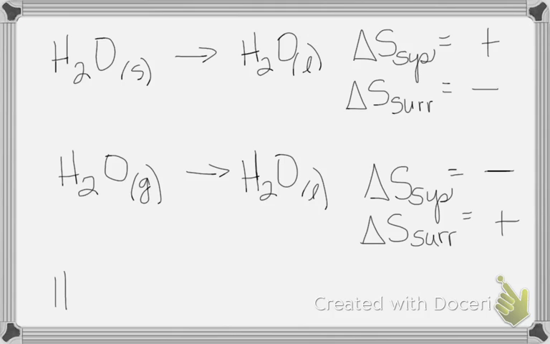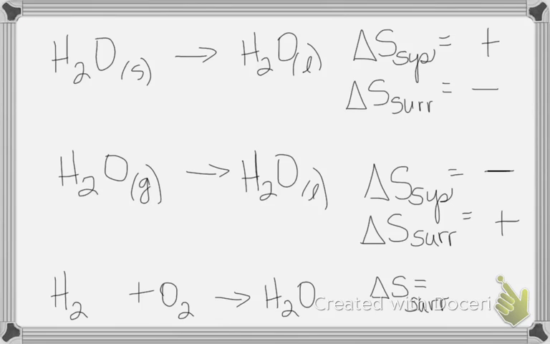But what if I told you that process is exothermic? If you know it's exothermic, then do you know what the entropy change of the surroundings would be? If it's exothermic, it's giving off heat. So what would the entropy change of the surroundings be? Negative. It would be negative.